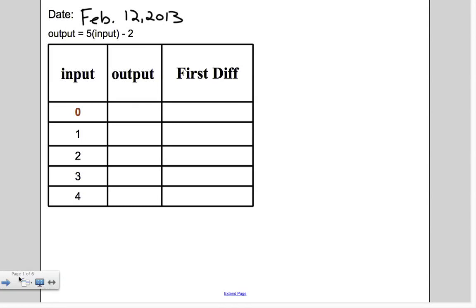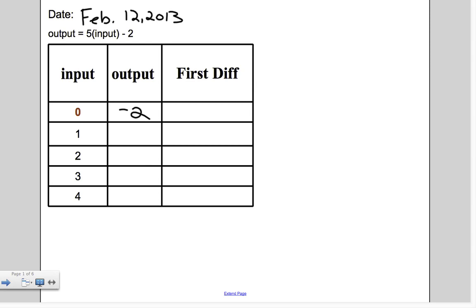So here, input is what we're putting into our equation. So similar to that computer program thing that we did a couple of weeks ago, right? If the input is 0, so 5 times our input, in this case 5 times 0 gives us 0, and then we can subtract 2. That leaves us our output of -2. So we do that for each of our inputs.